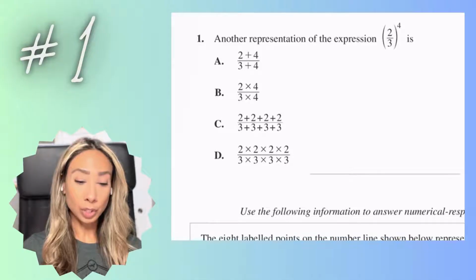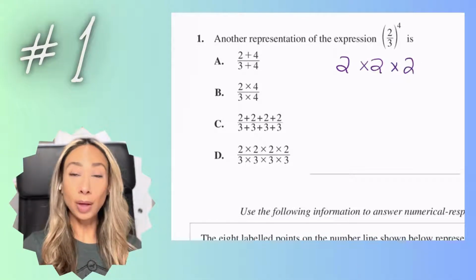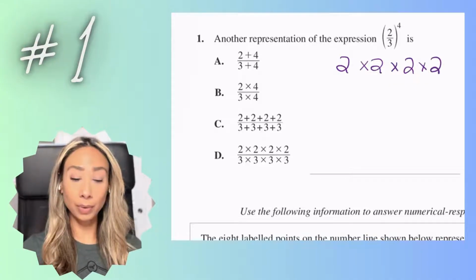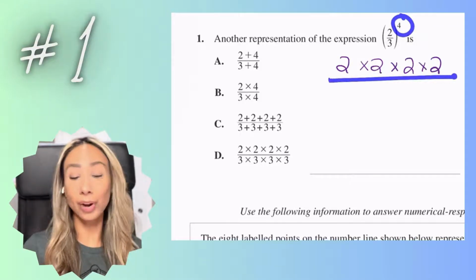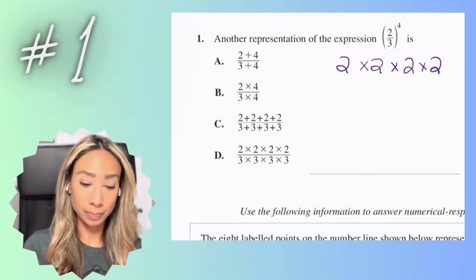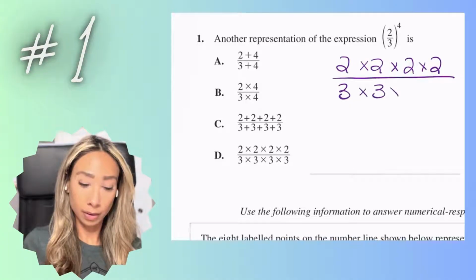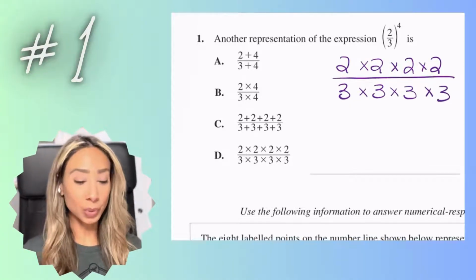So it's going to be 2 times 2 times 2 times 2 on the top, and that 2 is simply coming from this 4 here. And then the same thing is going to happen on the bottom because the whole fraction is being repeated. So of course the answer to this one is going to be D.